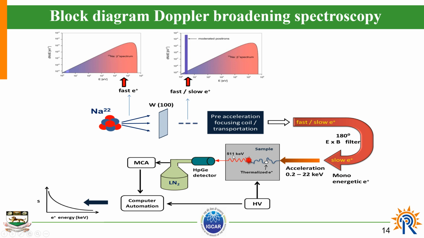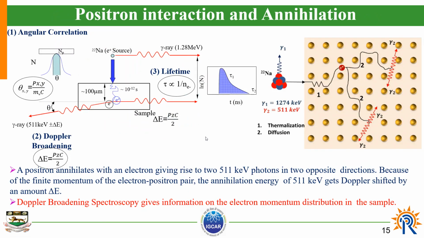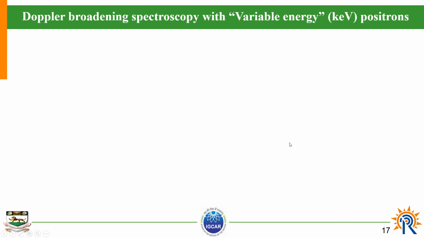These 511 keV gamma rays have slightly different values. It's not exactly 511 keV, but plus or minus 1 or 2 keV. That's the broadening value. The broadening depends on the momentum distribution of the electrons inside the material, which depends on the defects, the type of the defect, and the position. These are the various different positron setups. Actually, I am using Doppler broadening only, especially the variable energy Doppler broadening, which means we have to vary the energy of the implanted positron, so the positron will be implanted with different energies.